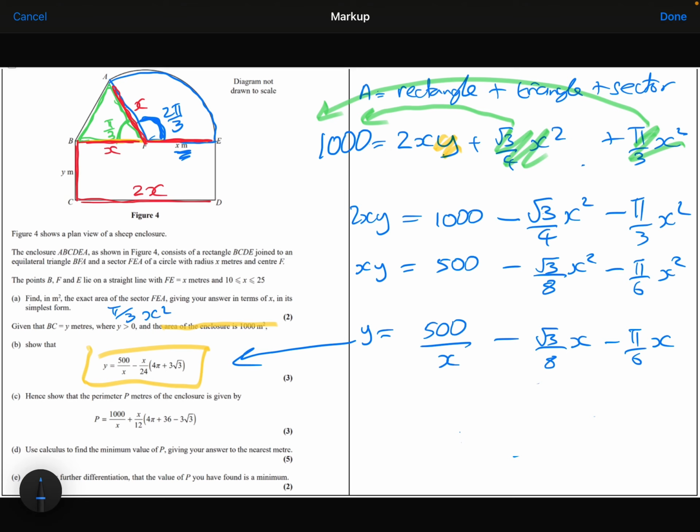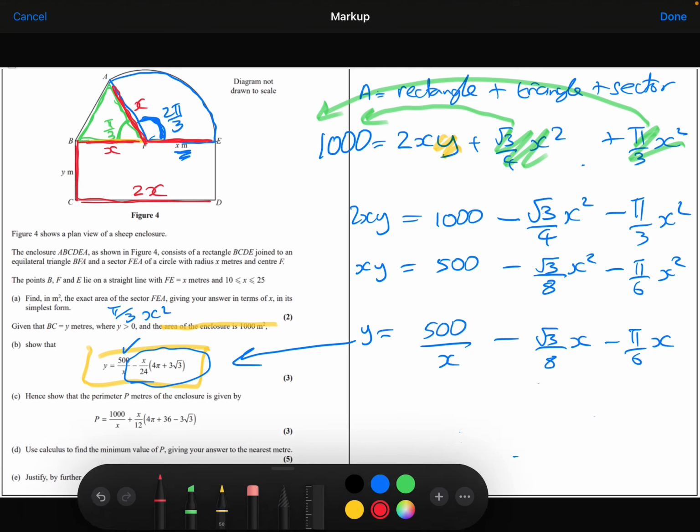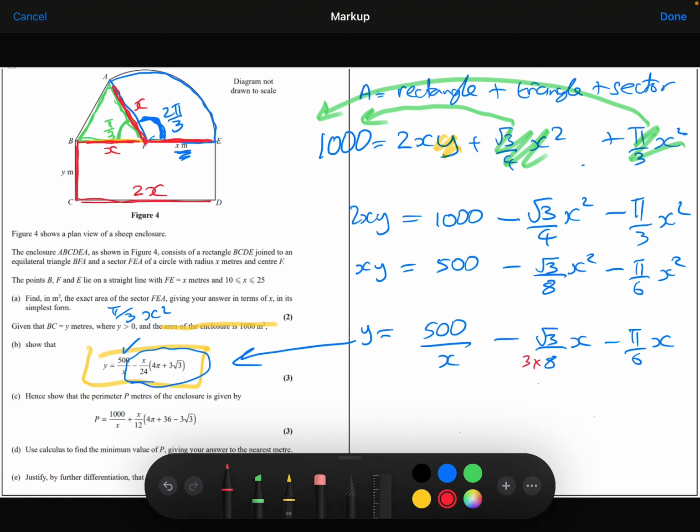So just comparing, I've got the 500 over x at the front, that's good. I need to turn my second two terms into this. So first thing I'm going to do is get a common denominator. So I'm going to times this first fraction by 3 to make it 24. And I'm going to times the second fraction by 4 to make that 24.